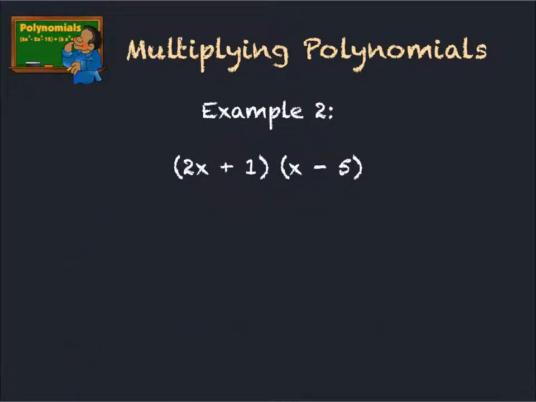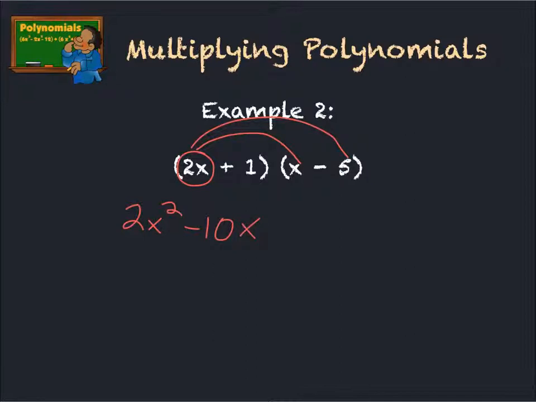All right, now instead of doing the FOIL, let's just distribute. Okay, so if we're multiplying these two binomials, what you're going to need to do is take this term and distribute it to each of the terms in the second binomial. So that's this one and this one. Okay, so 2x times x is 2x squared, because x times x, both of them have an exponent of 1, so the product will be 2x squared. Okay, then 2x times negative 5 would be negative 10x.